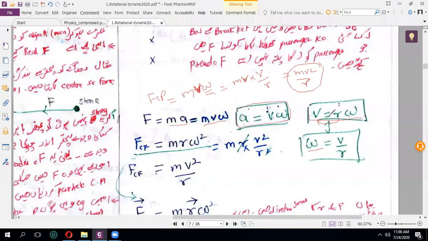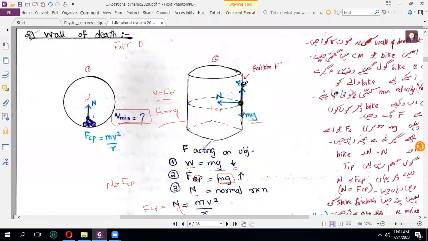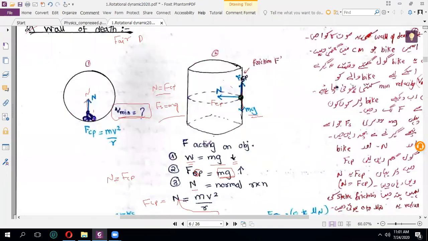How we are getting this formula? Put the value of v, r omega, in this equation. So in place of v, what I am putting is this value. So what we are getting? m r omega. Correct? Now second, put in omega this v upon r value. I hope this formula is clear. And second formula is m r omega square. Okay. This formula is also clear.